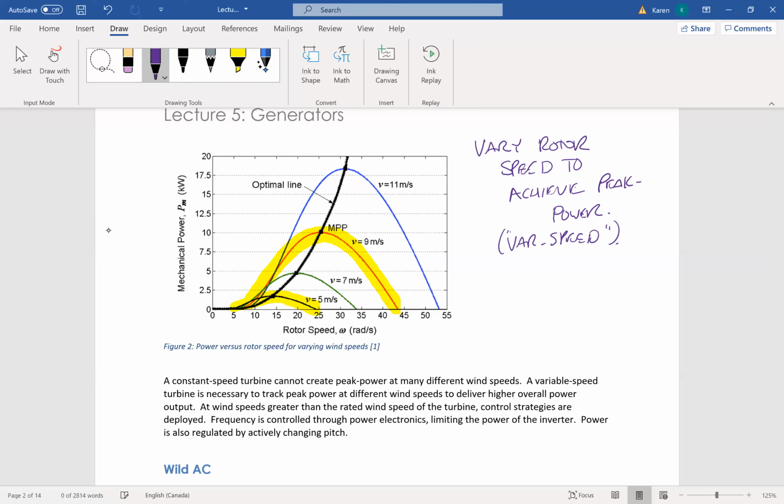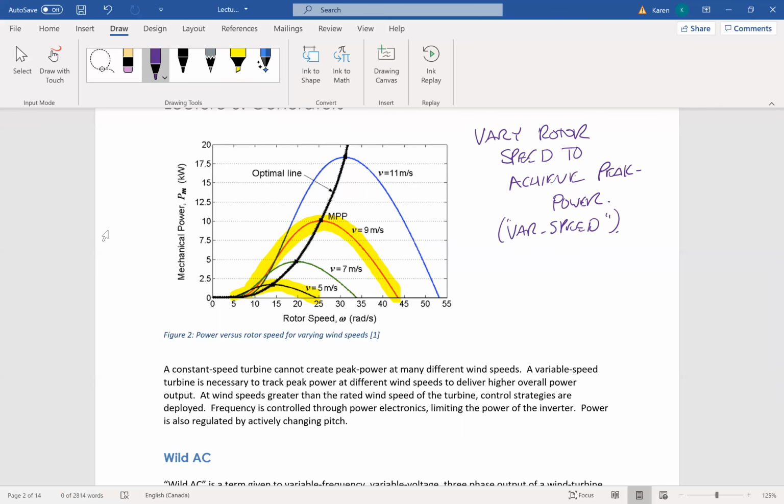So when we're talking about large scale wind turbine generators, they do not operate at a fixed speed. They all are a variable speed wind turbine type.